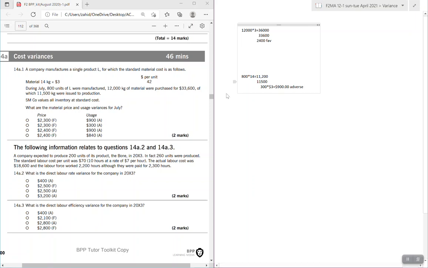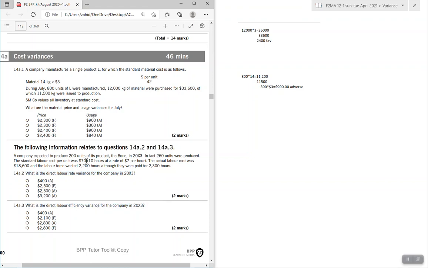So we have 2,400 favorable and 900 adverse, which means C is correct. Okay, next one. What is the direct labor rate variance and what is the labor efficiency variance?